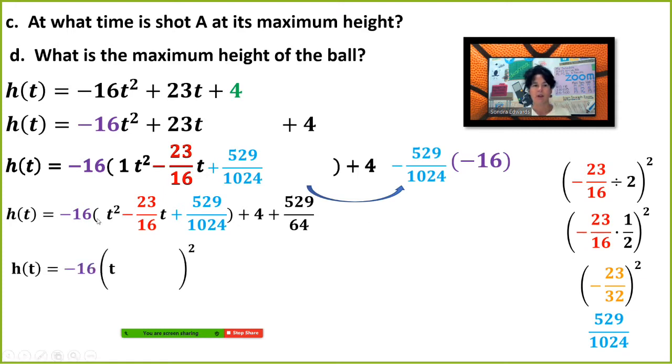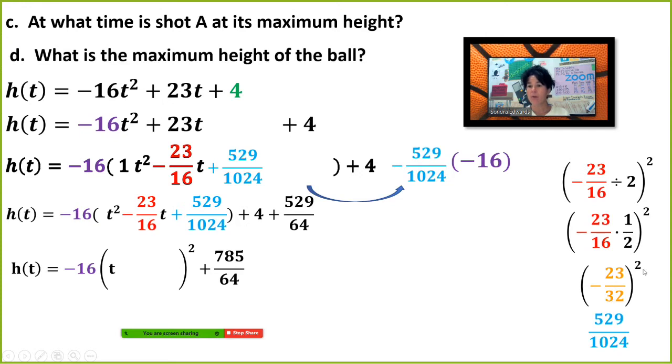This first part is a perfect square. Simplifying, 4 plus 529 over 64 is my 785 over 64. And then we are ultimately factoring this, which is pretty challenging if you don't know the pattern. The number that goes here is always half of this one. We did that over here in our scratch work.